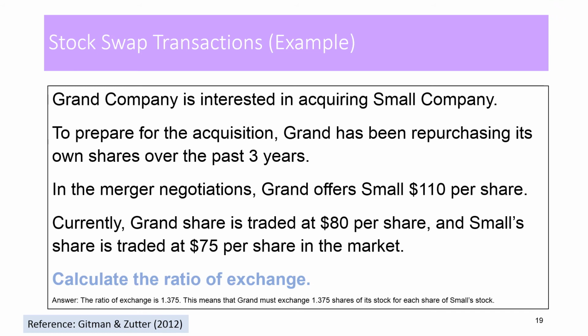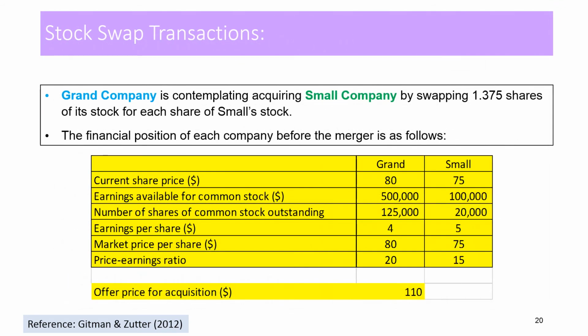Calculate the ratio of exchange. The ratio of exchange is 110 divided by 80 and is equal to 1.375. This means that Grand must exchange 1.375 shares of its stock for each share of Small stock. This slide shows the financial data of both companies before the merger. At a glance, Grand has higher earnings and market capitalization as compared to Small.